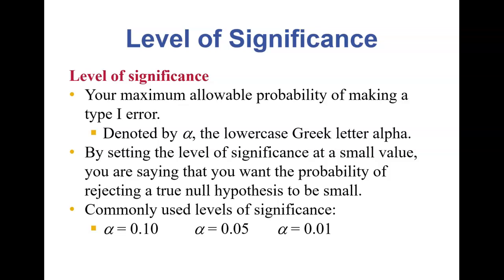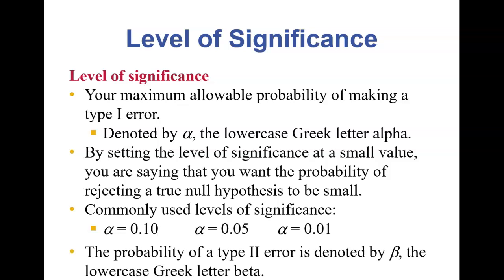Commonly used levels of significance are alpha is 0.10, alpha is 0.05, and alpha is 0.01. So alpha is 10% means you have a 10% chance of making an error, which means you're 90% confident. When alpha is 5% or 0.05, your confidence level is 95%. When alpha is 0.01, that is 1%, your level of confidence is 99%. So that's how the level of confidence and the type 1 error work.